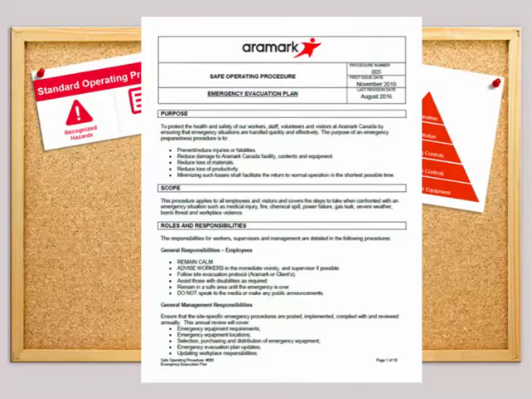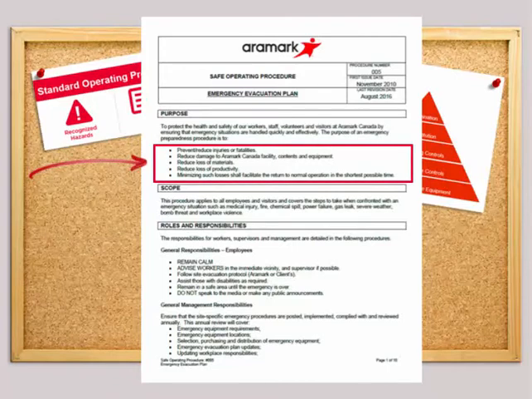The purpose of an emergency preparedness procedure is to prevent and reduce injuries or fatalities, reduce damage to Aramark Canada facility, contents, and equipment, reduce loss of materials, and reduce loss of productivity. Minimizing such losses shall facilitate the return to normal operation in the shortest possible time.